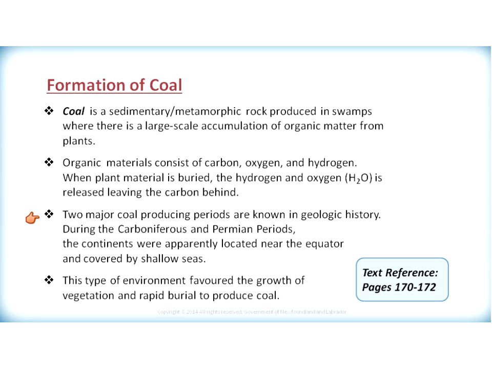During the Carboniferous and the Permian periods, the continents were approximately located near the equator and covered by shallow seas. The type of environment favored the growth of vegetation, and rapid burial led to the production of coal. Text references can be seen on page 170 and 172.